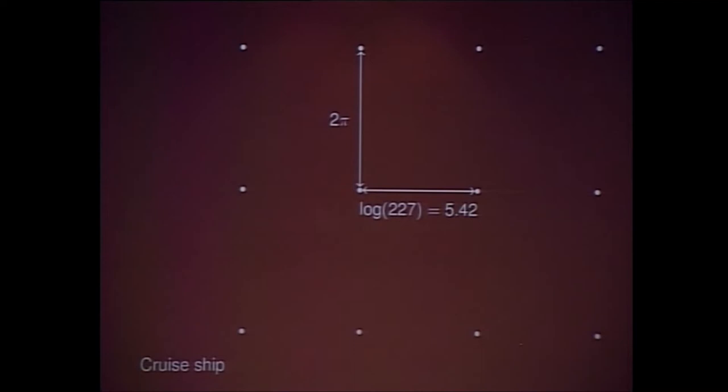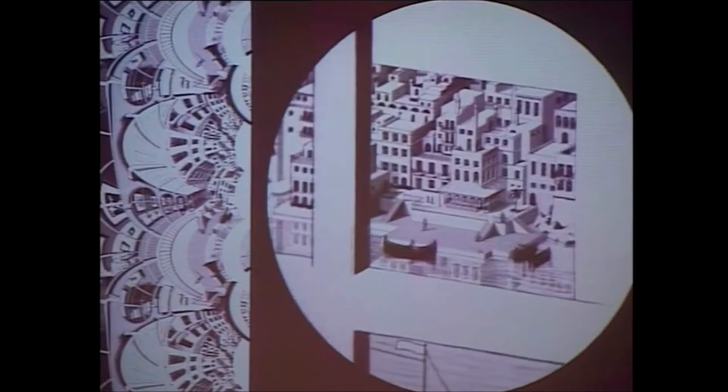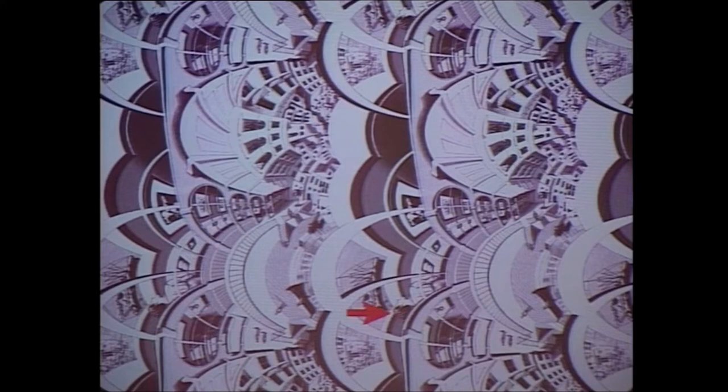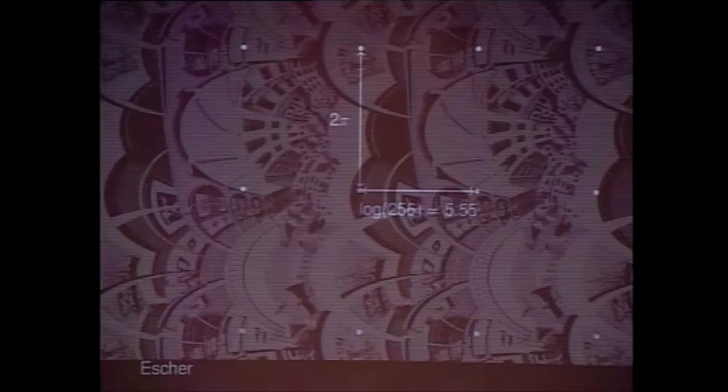And we have something very similar with the Escher picture. Here we have the Escher picture in which you can zoom in. Our award-winning wallpaper pattern is on the left. And that is what it looks like in full screen. I usually orient myself using the head of this viewer. So this distance is 2 pi, about 6.3. This distance is the logarithm of 256, which is about 5.5. So there you see the precise numbers.